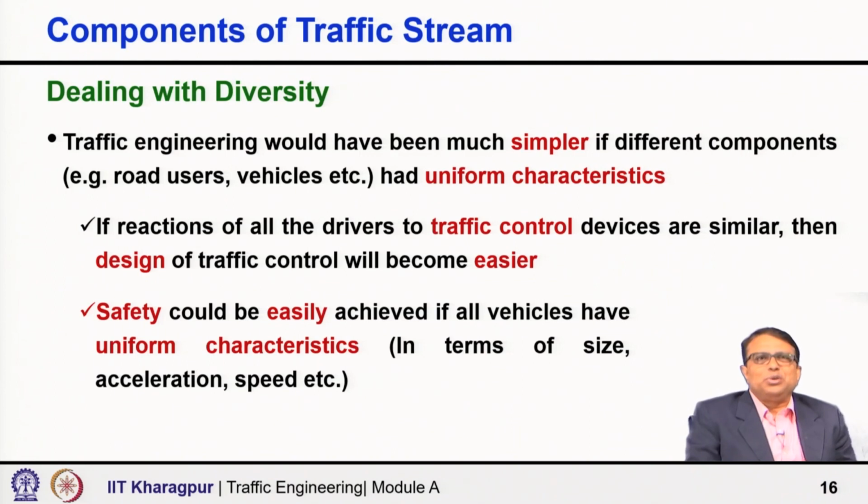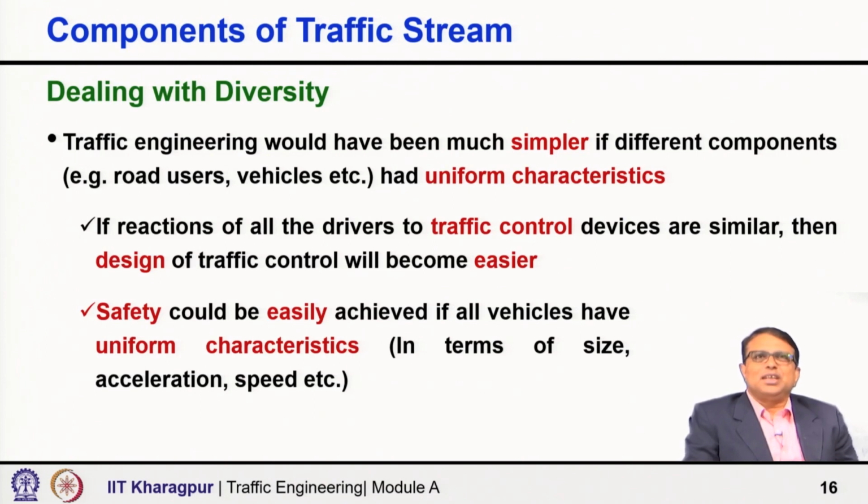Suppose, just imagine, all users or all vehicles are the same. Every user's behavior is the same, their requirements are the same, they react in the same manner, or all vehicles are identical in terms of their characteristics, in every sense. The things could have been very similar, it would have been very easy for us, right, uniform characteristics. But that does not happen.